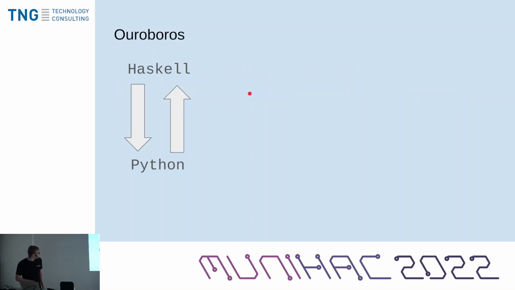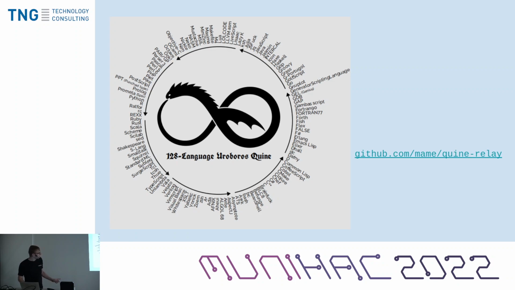You can have something more complex, like a program in Haskell that prints a program in Python that prints back the original Haskell program. This is a GitHub project, there is a link there, that goes over 100 languages. So you can start at C, and this will be a C program that prints a C++ program, that prints a C# program. You go over 100 languages, and you get back to where you started.